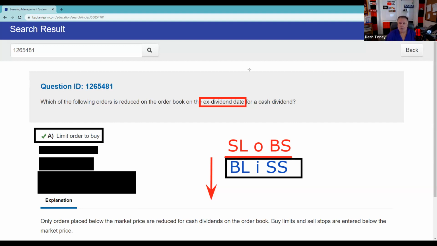All right, any more Kaplan QIDs? I think that was the last of our Kaplan QIDs, because I don't want to put away the Q bank if you have more Kaplan QIDs.